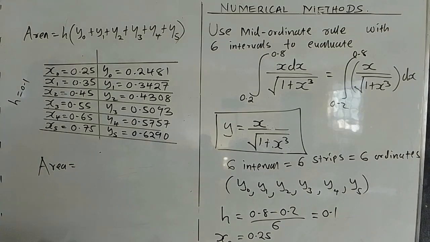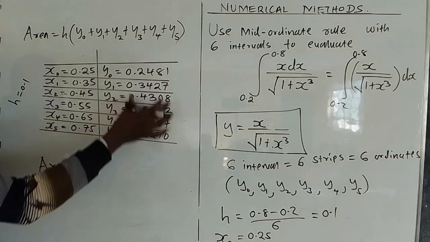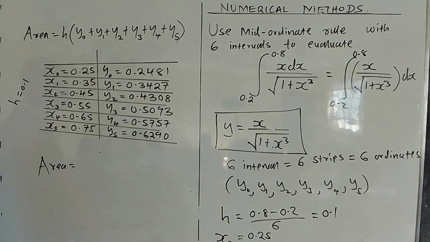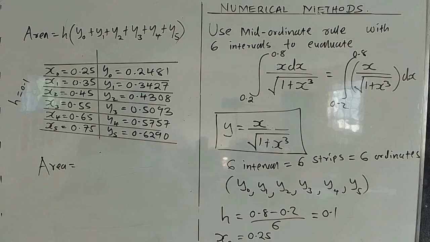So can you go to the calculator where there is h, put the value of h 0.1 in bracket, then add all your y's. What do you get to be the area with the mid-ordinate rule? 0.2736. 0.2736, what do you have there?